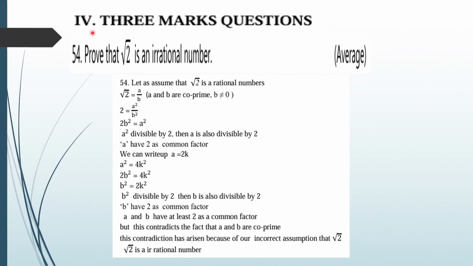Let us continue with the 3 marks question. Question number 54. Prove that root 2 is an irrational number. Here, first we have to assume root 2 is a rational number. If it is a rational number, we can write it as root 2 is equal to a by b. It will be written in the form of a rational number.